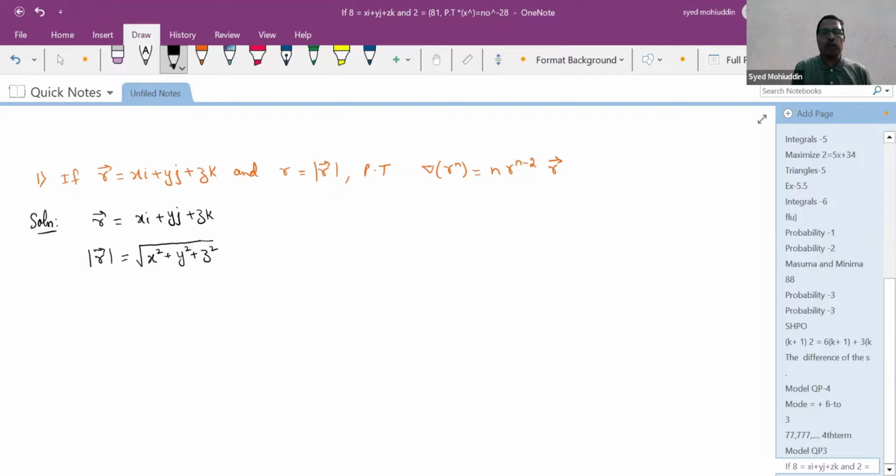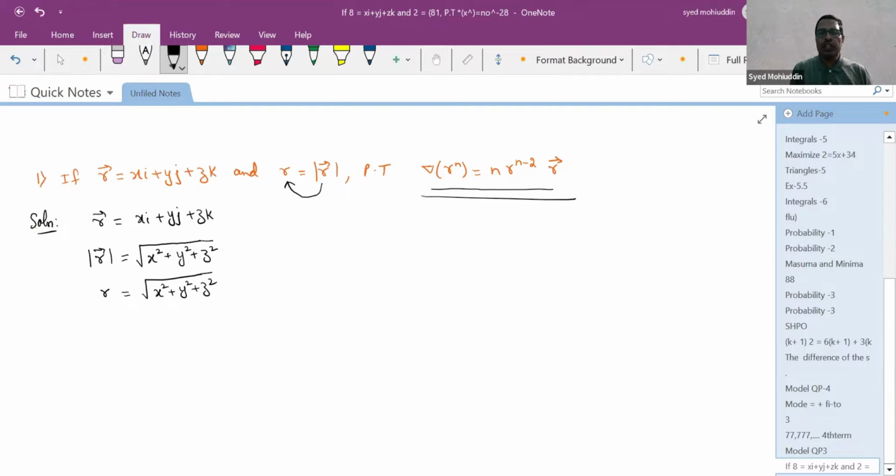Therefore, we got the modulus of vector r. If we observe, the modulus of vector r in the question is given as r. Therefore, we can take r equal to the square root of x square plus y square plus z square. That's the value of r we have got. Now, once we have the value of r, let us go ahead and try to prove this result.